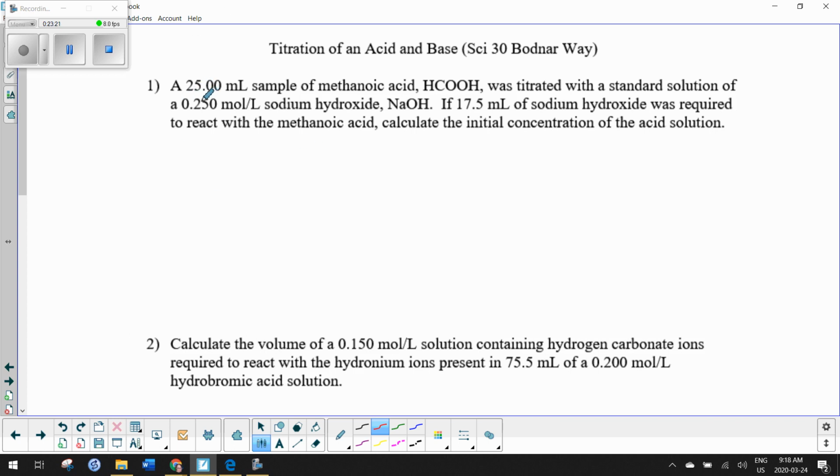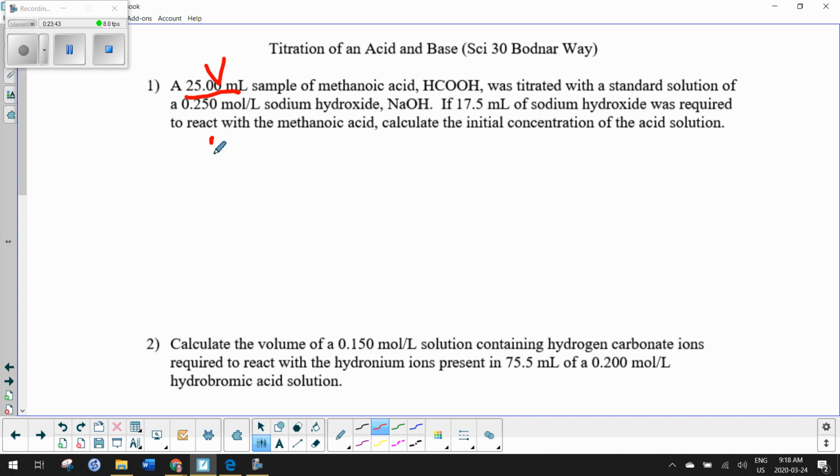So we have 25 milliliter sample. I'm only going to do a couple of these, and then I will post the answers to the other ones so that you can try them before you do your assessment. So 25.0 milliliter sample of methanoic acid. So we know that this is a volume. We have methanoic acid, H.